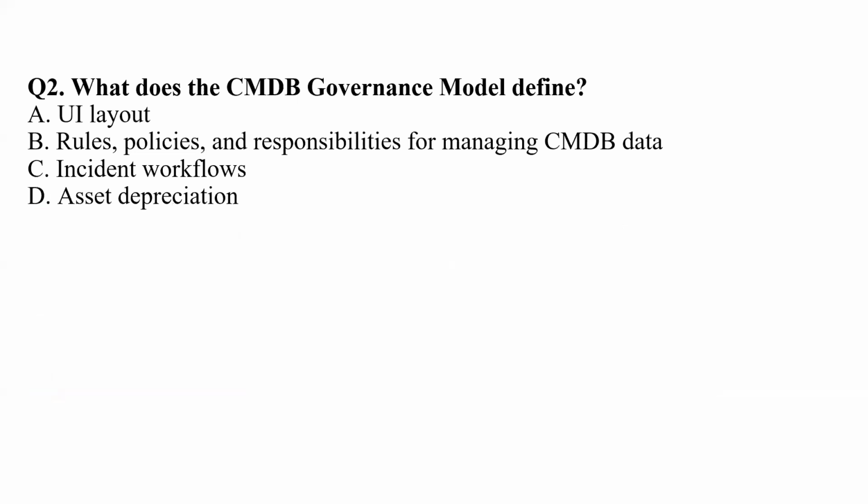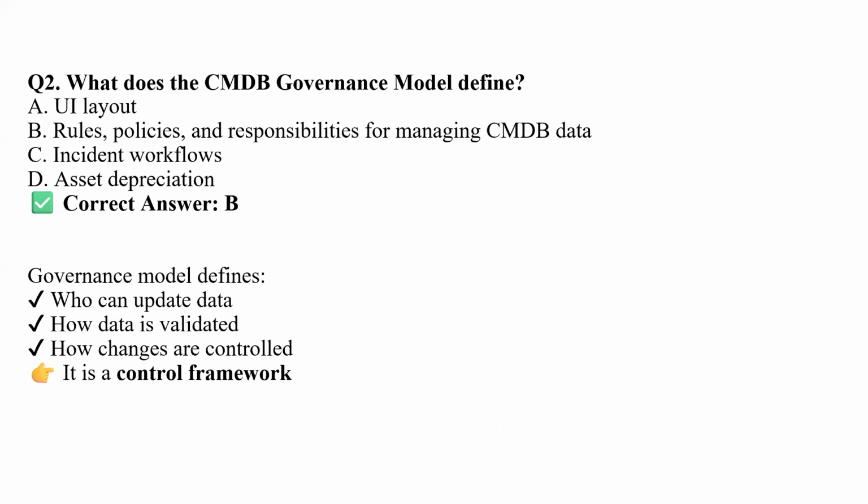Next question. What does the CMDB governance model define? Option A, UI layout. Option B, rules, policies, and responsibilities for managing CMDB data. Option C, incident workflows. Option D, asset depreciation. The correct answer is option B, rules, policies, and responsibilities for managing CMDB data. So the governance model defines who can update data, how data is validated, how changes are controlled. It is a control framework.